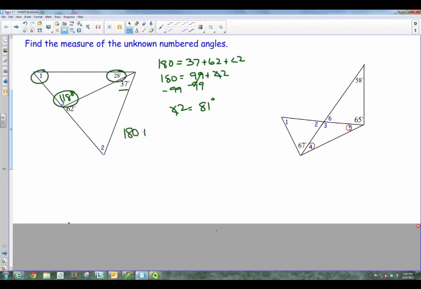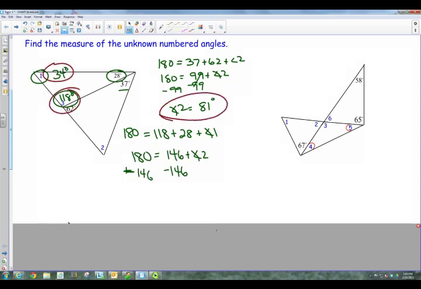So 180 equals 118 plus 28 degrees plus angle 1. And then we go through that same process that we did above. We add 118 and 28. So we got 180 equals 146 plus angle 1. Subtract 146. And you got 180 minus 146 gives you an angle of 34 degrees. And you have now solved angle 1, angle 3, angle 2, and there are your solutions.